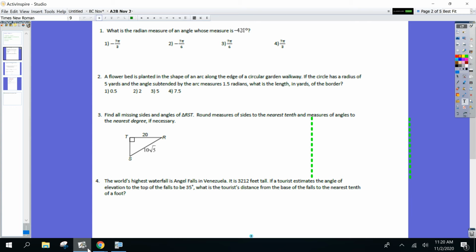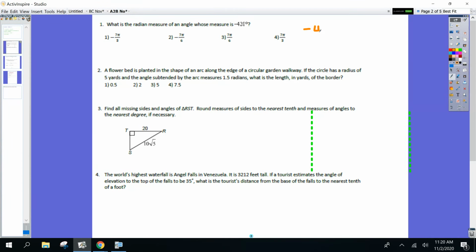Right off the bat, change negative 420 to radians. Basic type question right there. Take negative 420, go to your reference sheet, and again, these conversions will be on the top of your test tomorrow. What do you multiply the degrees by to make it into radians? So given degrees, what do I multiply it by to get it into radians?